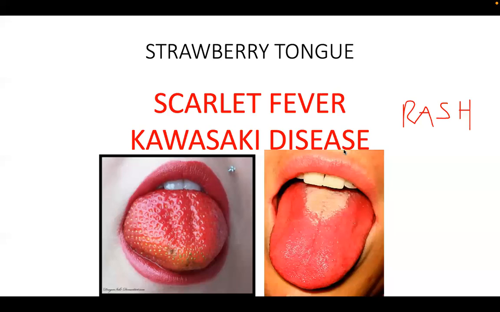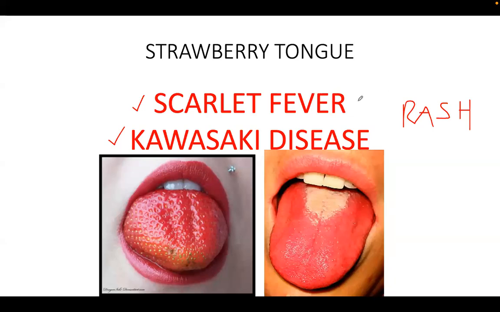Ooh, be careful. Why? Doesn't Kawasaki present with a rash? Does Kawasaki present with a rash? Yes or no? The answer is yes. So both scarlet fever and Kawasaki will present with a rash. So don't forget, Kawasaki is a mucocutaneous lymphadenopathy. It's unilateral lymphadenopathy.